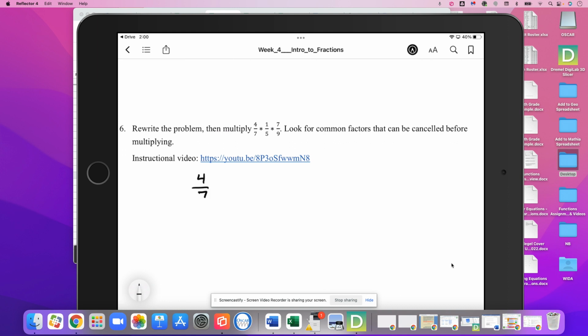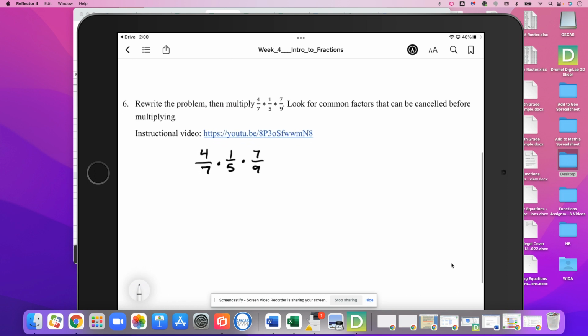So 4/7 times 1/5 times 7/9. In this case, what I'm going to do first is I'm going to do it without canceling. And then we also have to put our answer in simplest form. So we've got to be careful to see if we can simplify the fraction at the end. So 4 times 1 times 7 is 28. 7 times 5 times 9 is going to be 315.